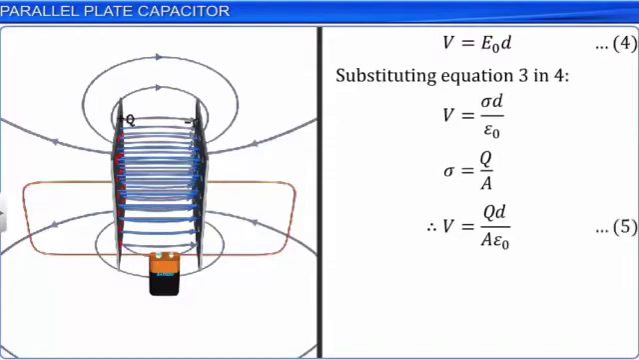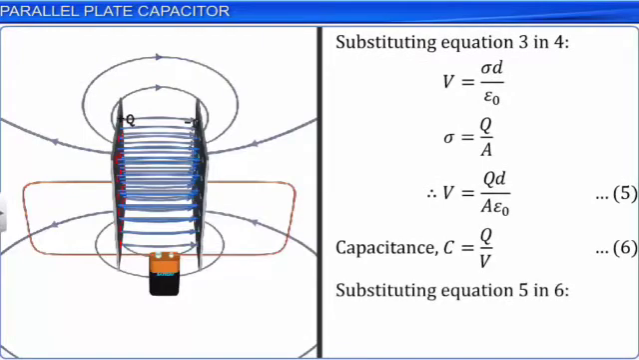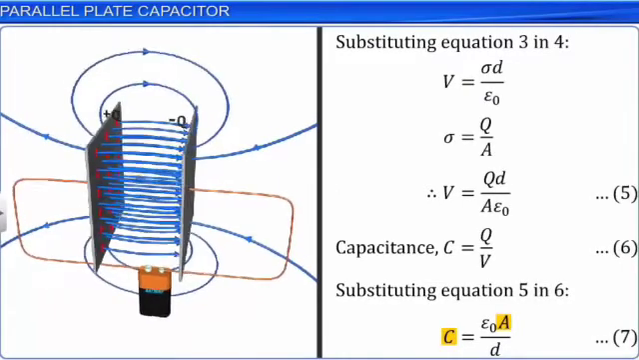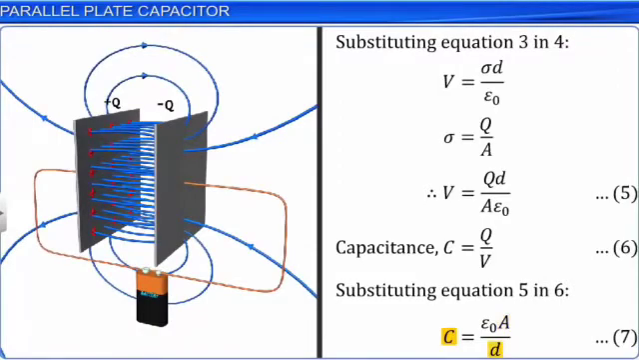Now, capacitance of a parallel plate capacitor C is equal to Q by V. Let this be equation 6. Substituting equation 5 in 6 and simplifying, we get capacitance C is equal to epsilon naught A by D. Let this be equation 7. This expression for the capacitance shows that the capacitance is directly proportional to the area of the plates A, and inversely proportional to the distance between the plates.